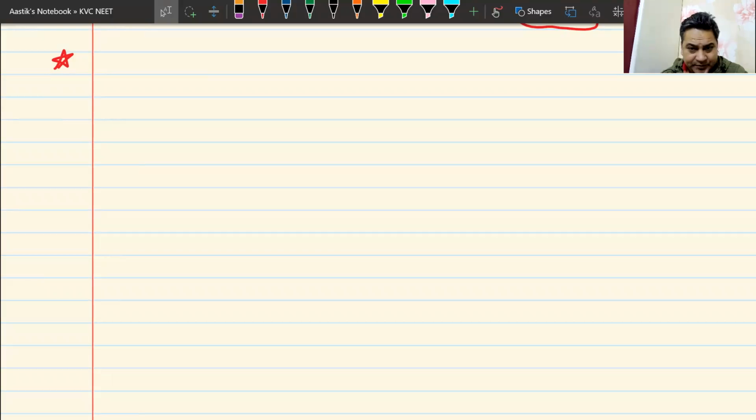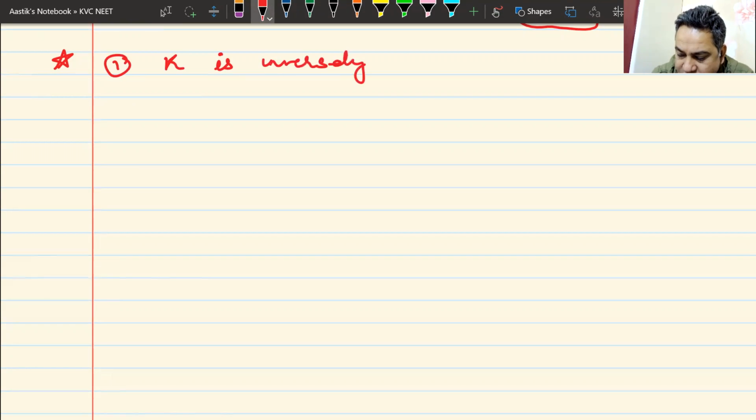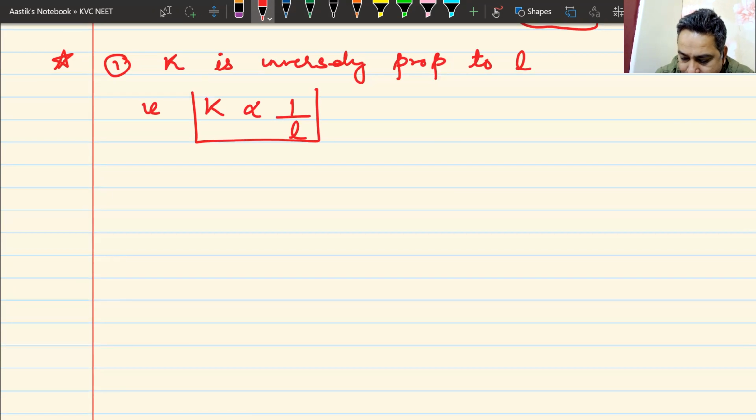The next step is an important point that you must remember, about spring and spring constant. Spring constant K is inversely proportional to the length of the spring L. That is, K is proportional to 1 by L. Okay. What does that mean?